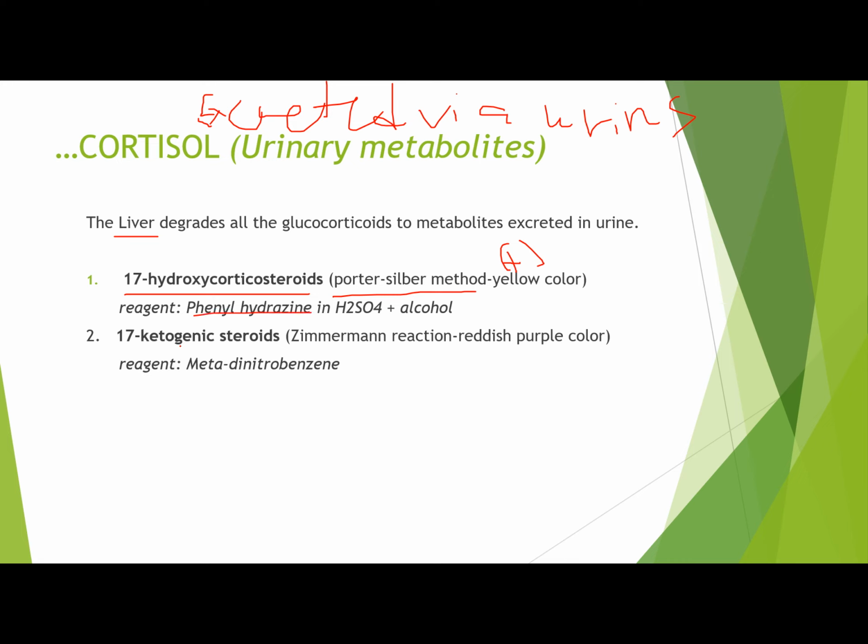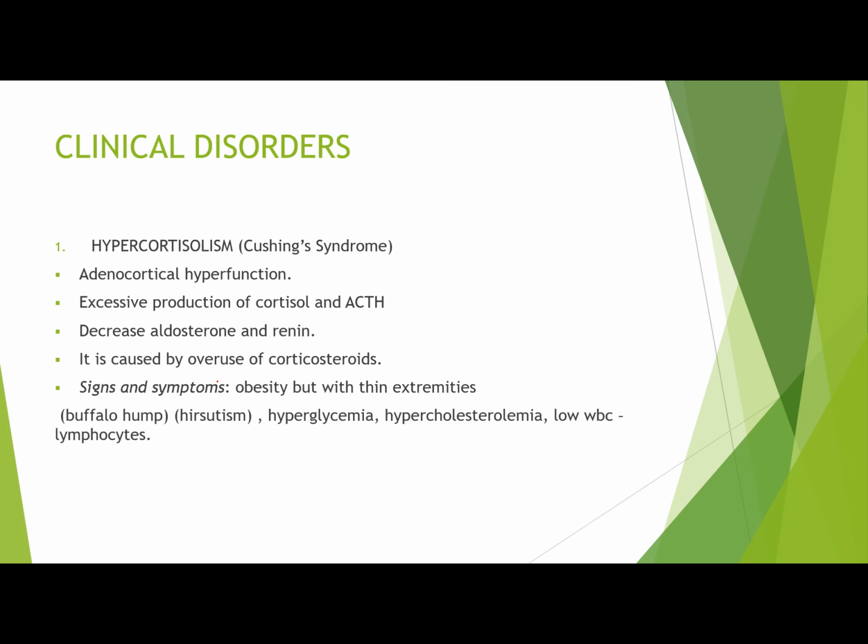Then we have your 17 ketogenic steroids tested via the Zimmermann reaction. Positive result niya is reddish purple color. The agent is meta-dinitrobenzene. Clinical disorders class, you have yung Cushing syndrome nyo. This is known as hypercortisolism. There is adenocortical hyperfunction, excessive production of cortisol and ACTH, decreased aldosterone and renin. It is caused by overuse of corticosteroids.